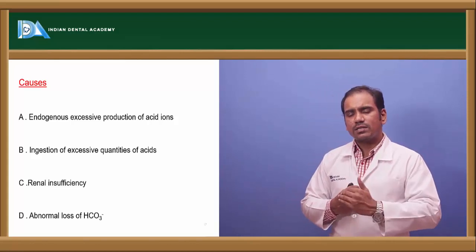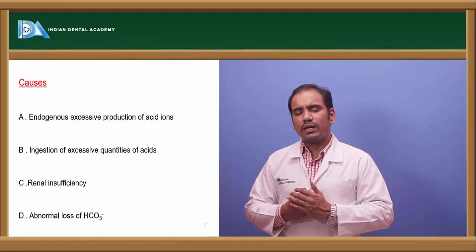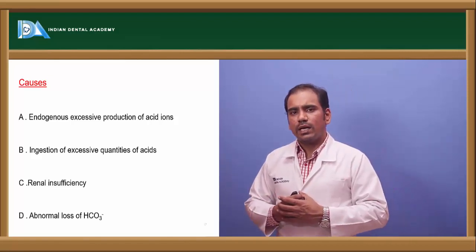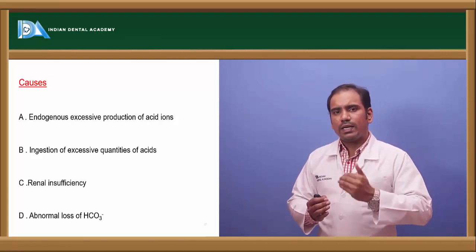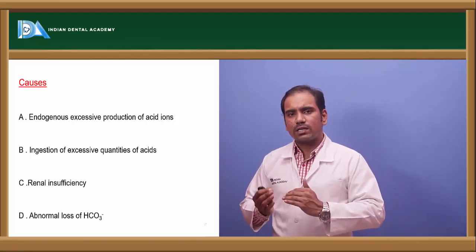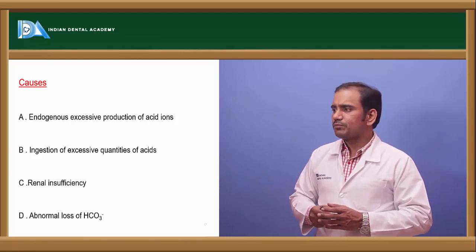So whenever the concentration is decreased, that is, whenever the ratio is low, whenever it is less than 20:1, that condition leads to metabolic acidosis. Here the main reason is decreased bicarbonate concentration, and that decreased bicarbonate concentration is because of increased acids.